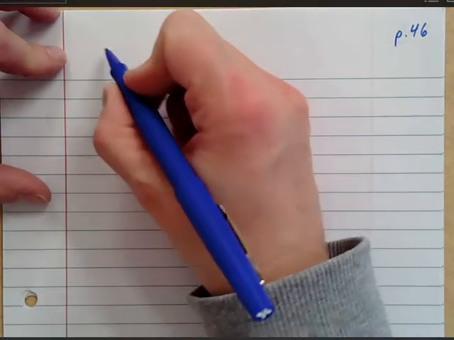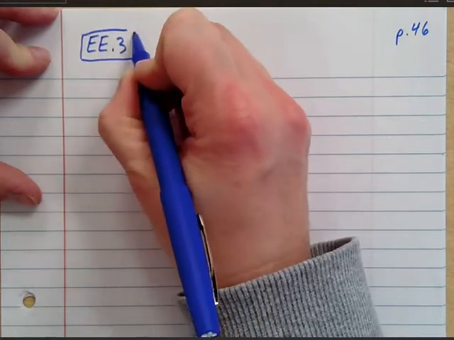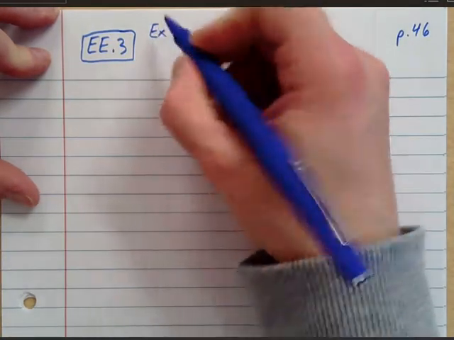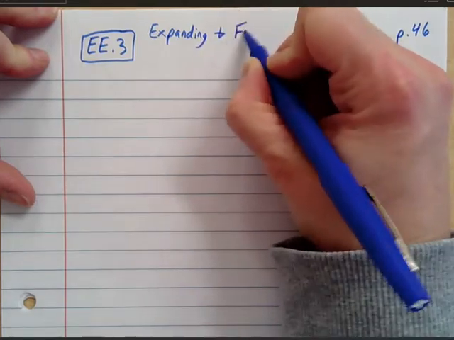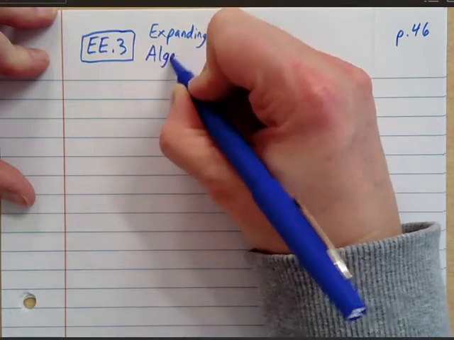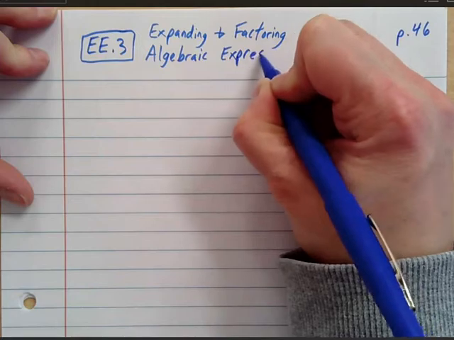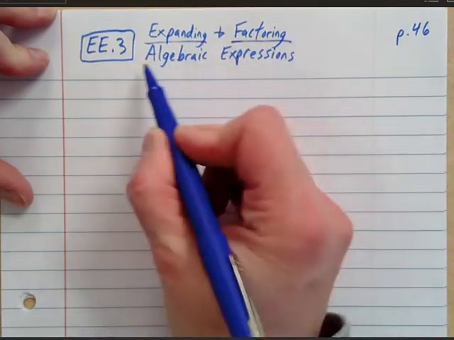This is page 46 in our notes. We're continuing on with standard EE3. With this standard, there's two main things we're going to be doing. We're going to be expanding and factoring algebraic expressions. Expanding and factoring algebraic expressions.